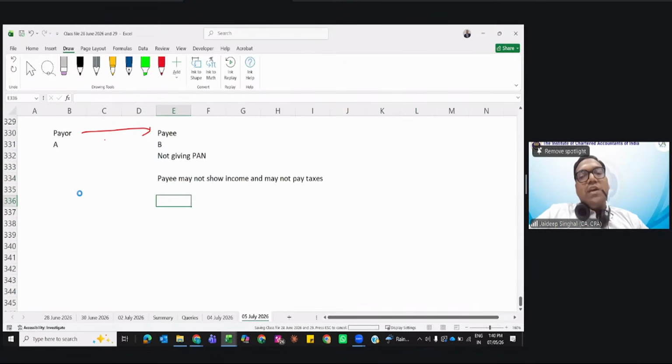The government will say, okay, if we fail to identify the payee, we are not able to identify his incomes, and we may not be able to collect the taxes later on. We will collect the taxes today. The TDS rates will be higher. We will collect the taxes today itself. We don't know whether we will collect the taxes in future.